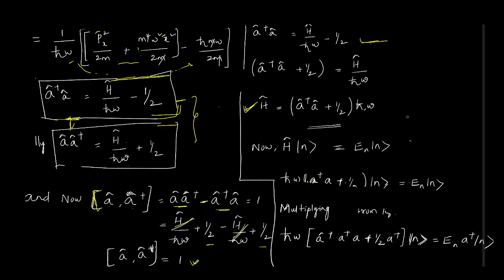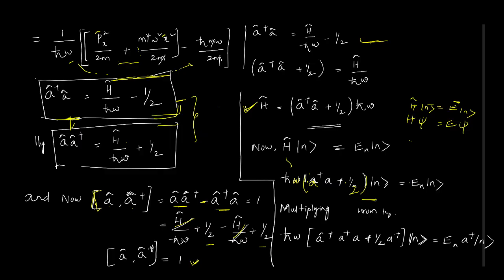So from the Schrodinger equation, what can we write? We can write h psi is equal to E psi. Psi is nothing but here any state, let us say ket state. So for this ket state, h cap ket is equal to E ket here. So h cap can be written as h cross omega a dagger a plus half. This is the value you have, which is equal to E ket.